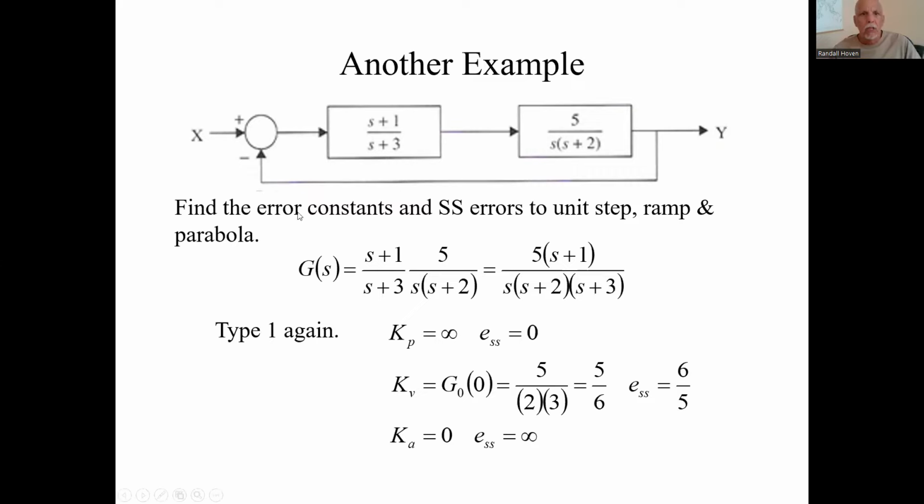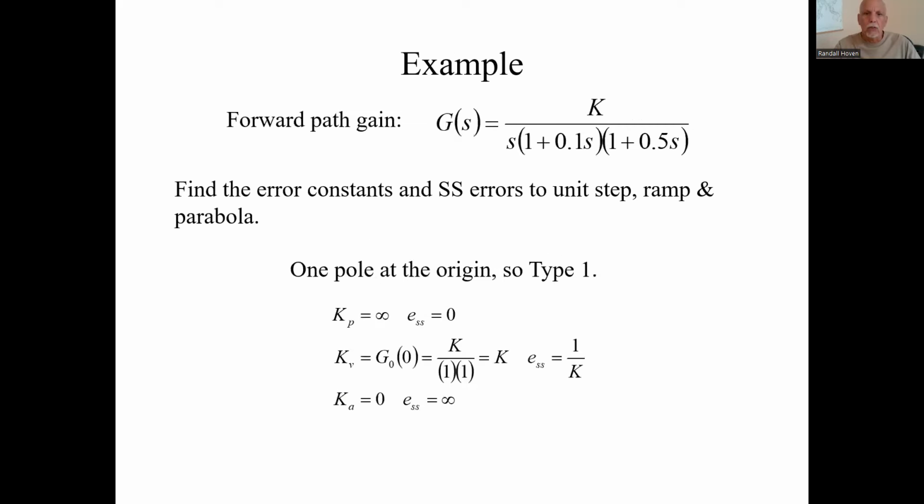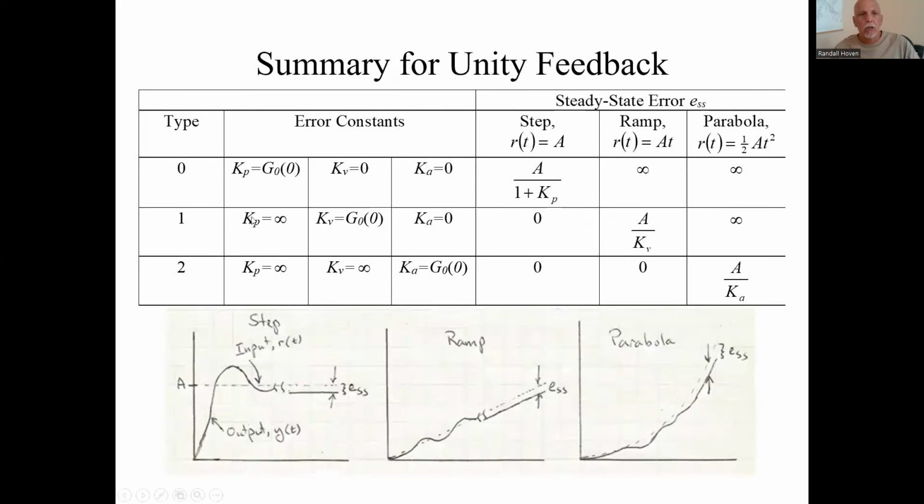I'll redo it. For this system, find all the error constants and steady state errors to unit step, ramp, and parabola. It's unity feedback. There's nothing in this feedback gain other than 1. The forward path then will be the product of these two guys. That is this. We see this single pole at the origin, which means it's a type 1. So we go back to our table here, and we use this row.